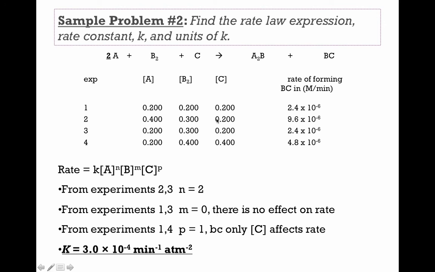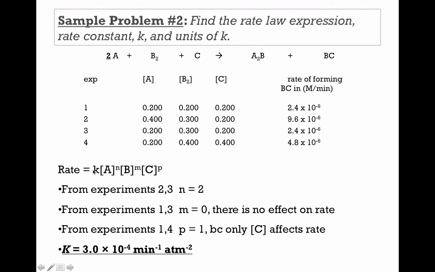From experiments 1 and 3, so if we see here, same, we're going to figure out B is 0 order because there's no change in the rate. So even though this isn't doubled, we see it's still 2.4 times 10 to the negative 6. And then from experiments 1 and 4 here, same.